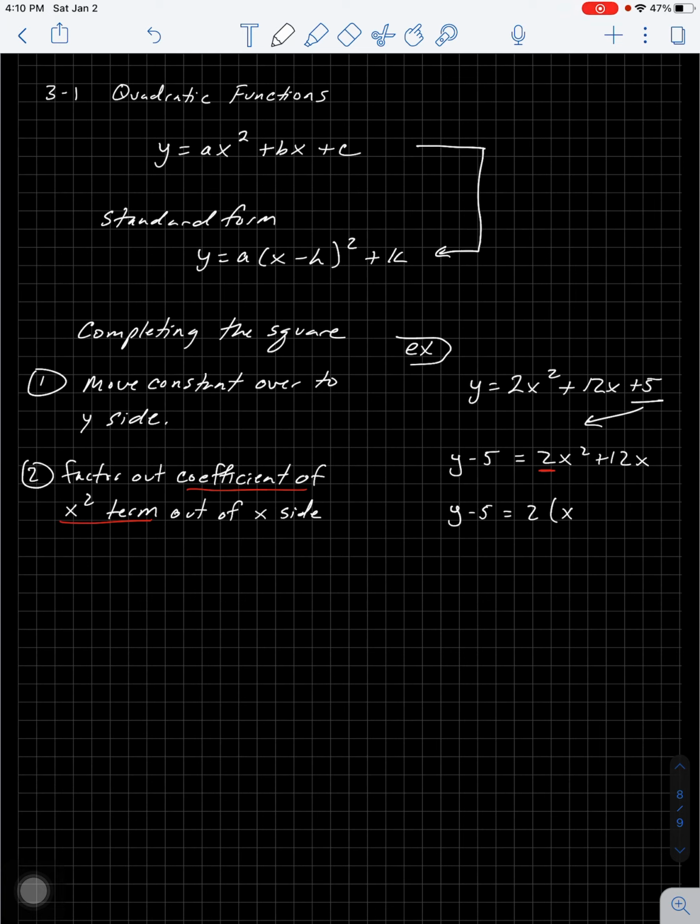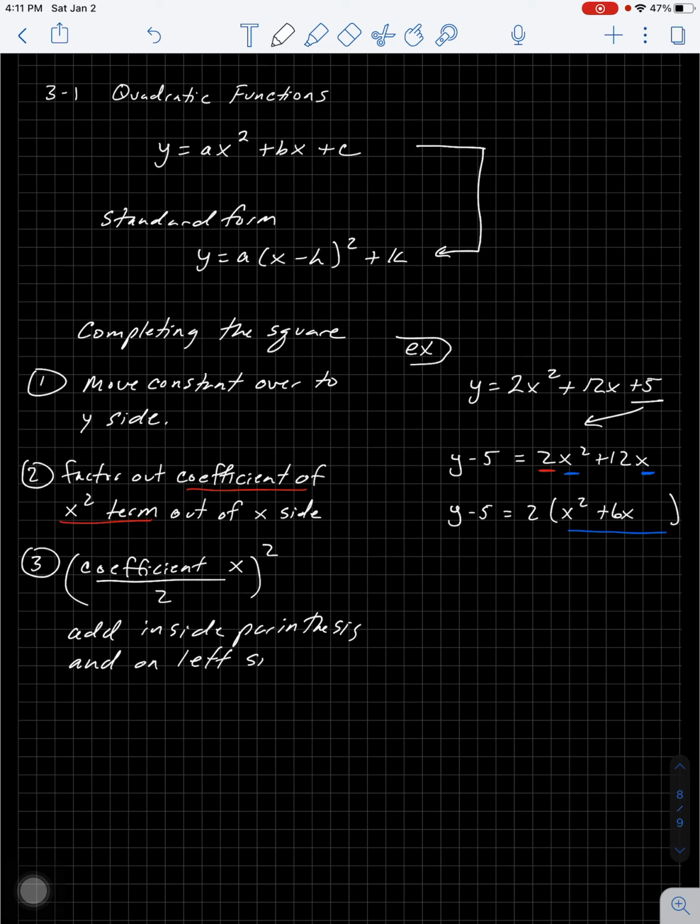Okay, next step, you're going to take the coefficient of the x term, not the x squared term. You're going to divide it by 2 and you're going to square it. And that number you're going to add inside your parentheses and on the left-hand side.